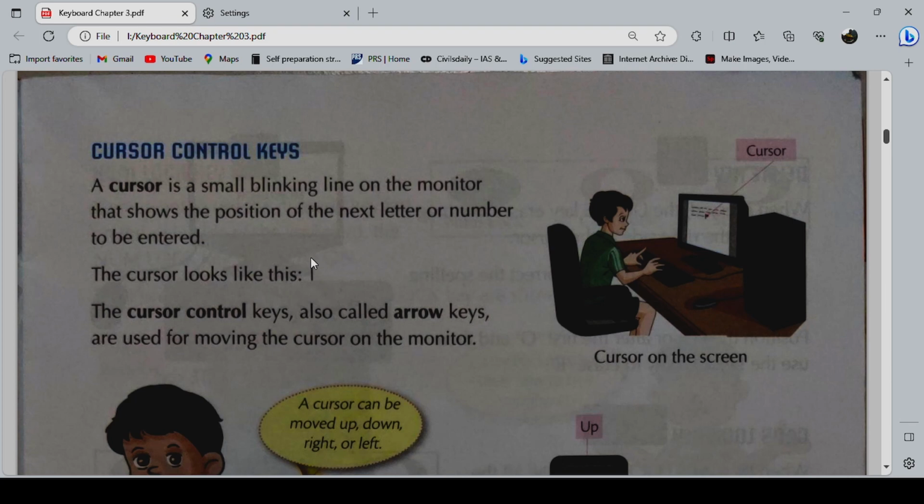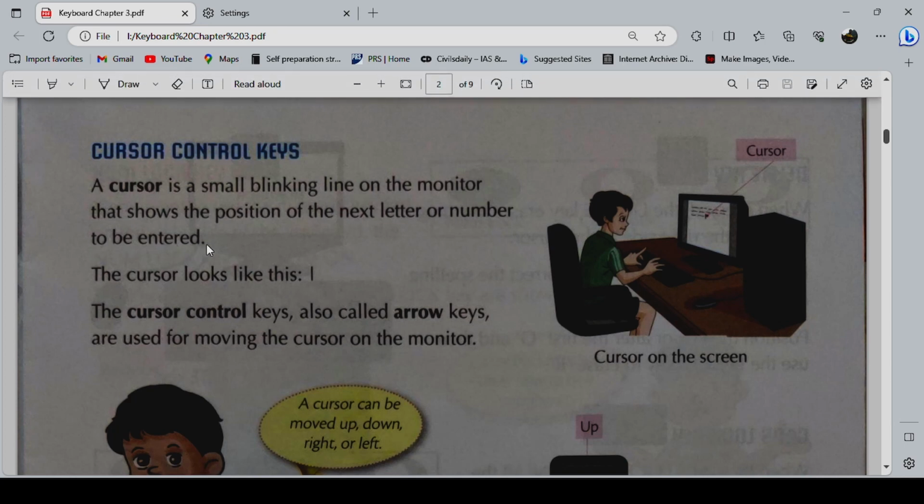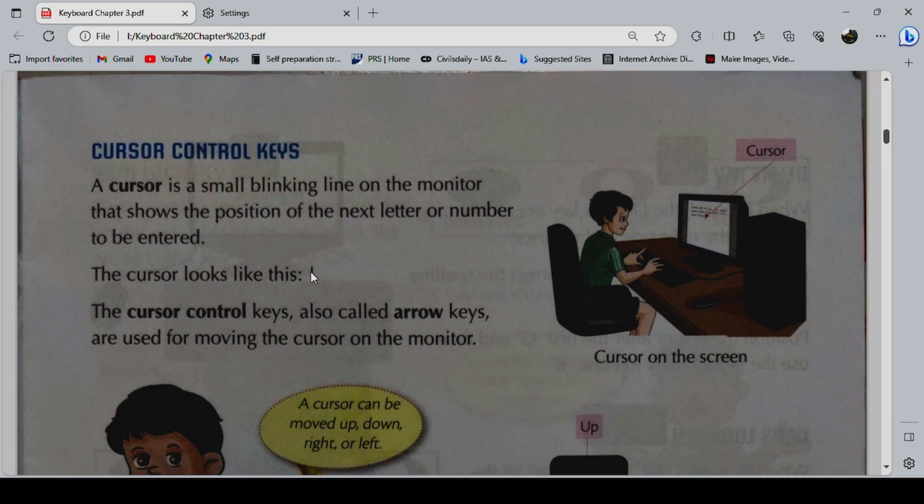Okay, it keeps blinking when we type words, letters into a monitor from a Word document or on our notepad or even in Paint. This type of image keeps blinking there. This is called a cursor. A cursor is a small blinking line on the monitor that shows the position of the next letter or number to be entered. Wherever this cursor blinks, that means if we type anything on our keyboard, that will get displayed on that place in the monitor.